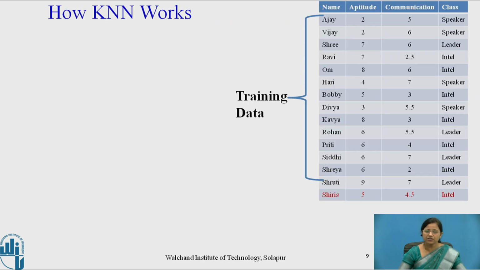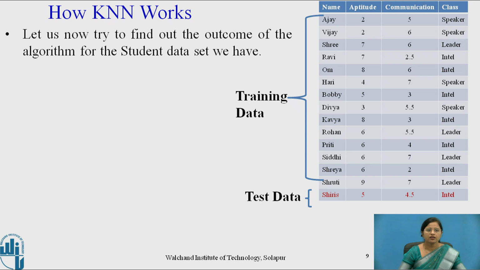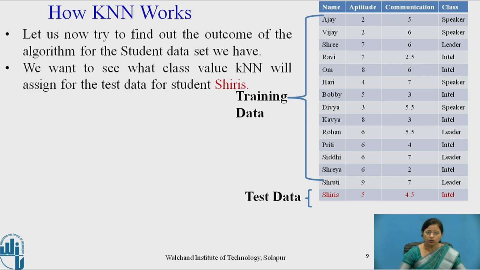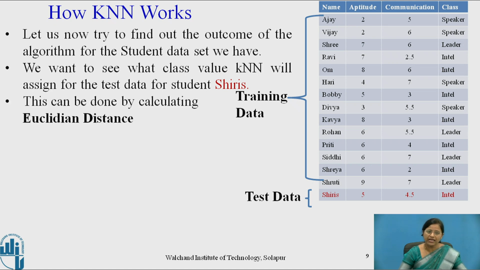Now here the first 14 rows are training data, while the last row is the test data. Now we want to find out to which class Shirish will belong. This can be done by calculating the Euclidean distance. The formula for Euclidean distance is square root of (x2 minus x1) squared plus (y2 minus y1) squared.